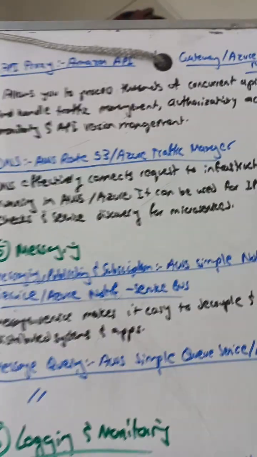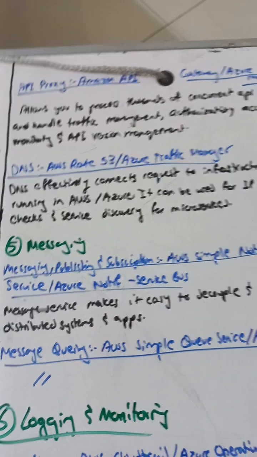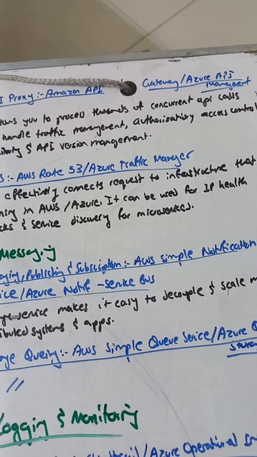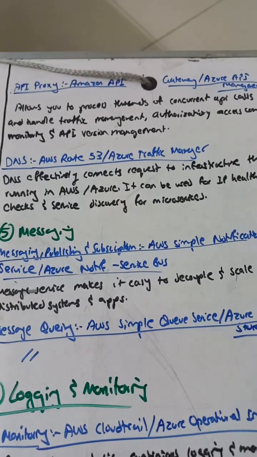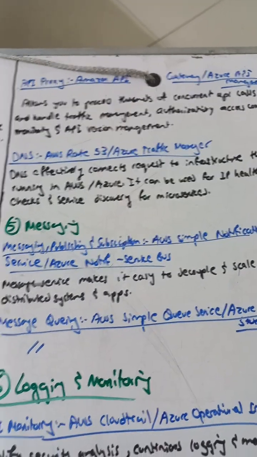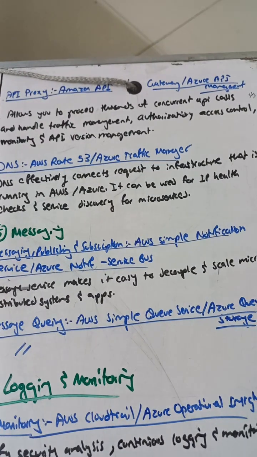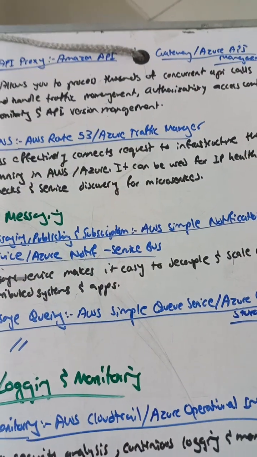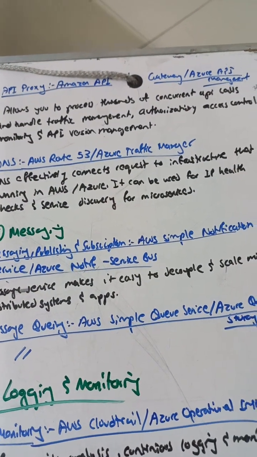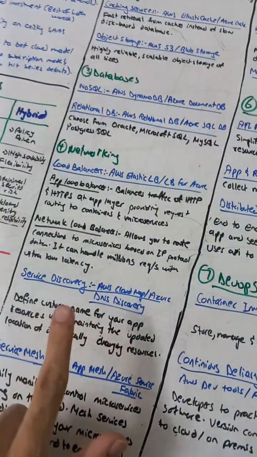On this topic, we also have DNS, AWS Route 53, and Azure Traffic Manager. This is basically maintaining your DNS to efficiently connect requests to the infrastructure that is running in AWS and Azure. So any resources that you're using have to be connected to the AWS and Azure infrastructure. So for that, you're basically using AWS Route 53 and Azure Traffic Manager. It can be used for IP health checks and service discovery for microservices, which I was talking about over here.